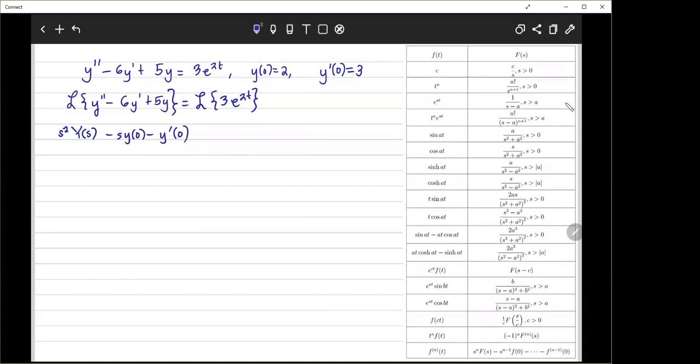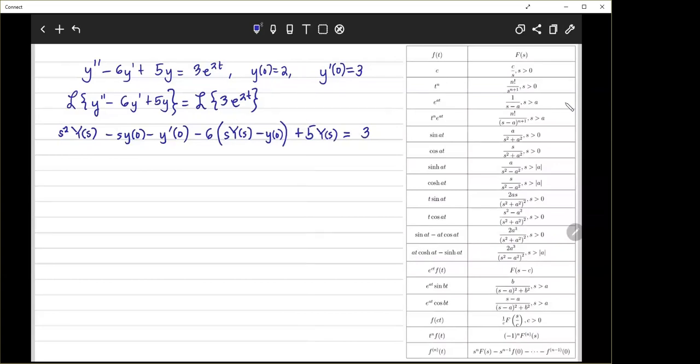Okay, so next I have negative 6 times the Laplace of y prime. The Laplace of y prime is s Y(s) minus y(0), plus 5. So nasa third term na tayo. 5 and then the Laplace of y, which is Y(s). And that is equal to 3 times the Laplace of e raised to 2t.